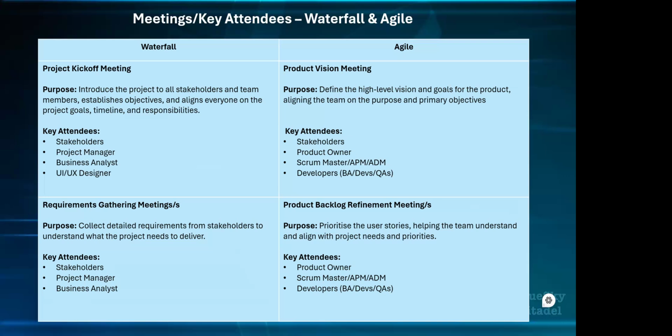So also you have the product backlog refinement meeting. Like we said initially, we just list things into the product backlog, and that might not be when the developers are there. By the time you're refining, which I know I've already spoken about, the refinement aspect of it is when you have all the teams that are going to work on it coming together to talk about it, prioritizing the user stories that are there, helping the team to understand and align with the project needs and priorities.